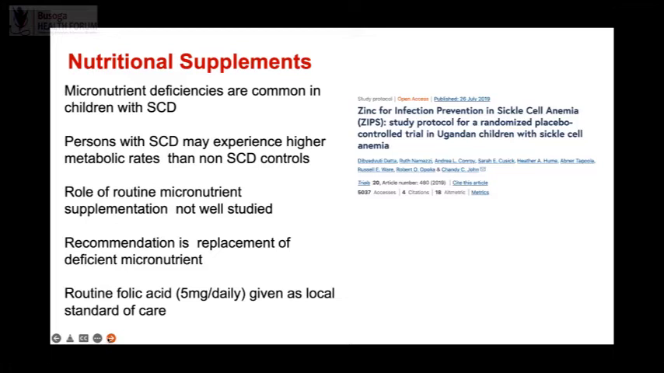However, the role of routine micronutrient supplementation is not well studied, and the recommendation is weak. The recommendation is that you replace whatever is deficient. So if you find a child is zinc deficient, you give them zinc. If you think they're vitamin D deficient, you give them vitamin D. But routinely giving multivitamins has not been recommended. In our local guideline, we give folic acid at 5 milligrams daily because we know children who have hemolytic anemias, of which sickle cell disease is one, get folate deficient.